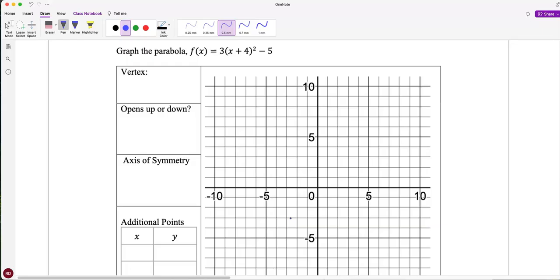For this one, the vertex is negative 4, negative 5. So negative 4, negative 5. This one's going to open up. Axis of symmetry, x equals negative 4.